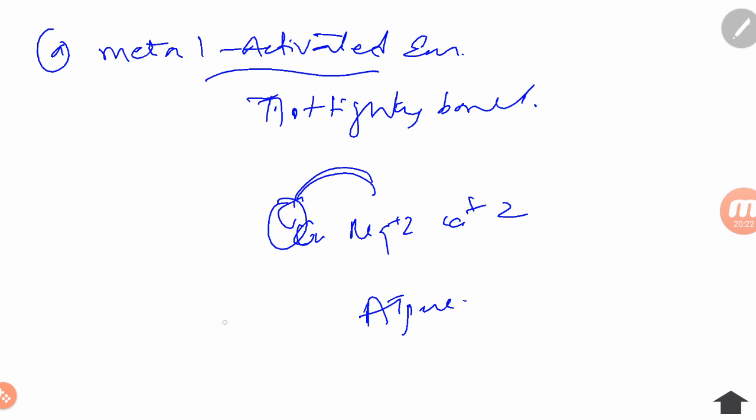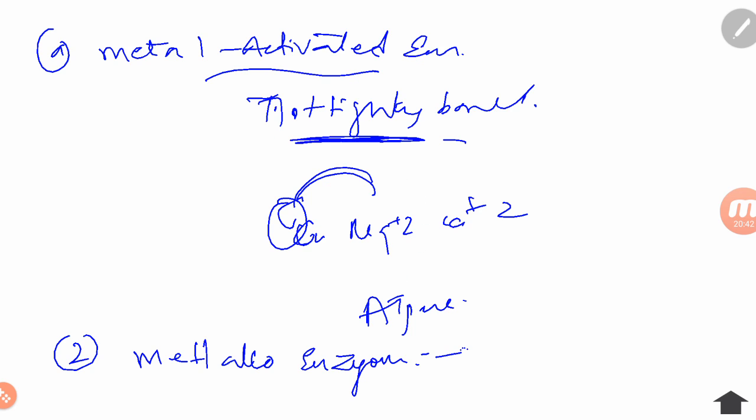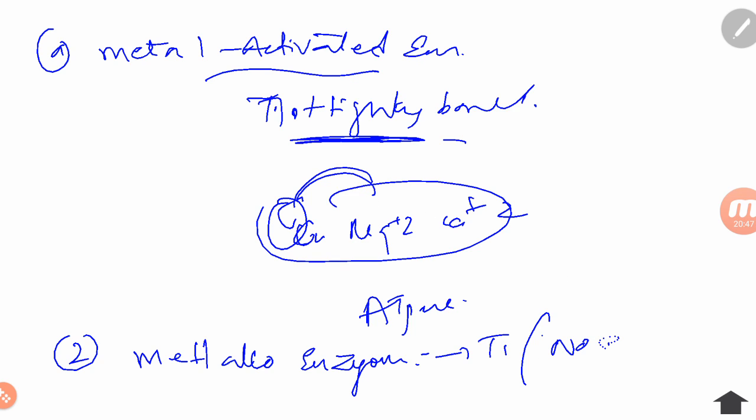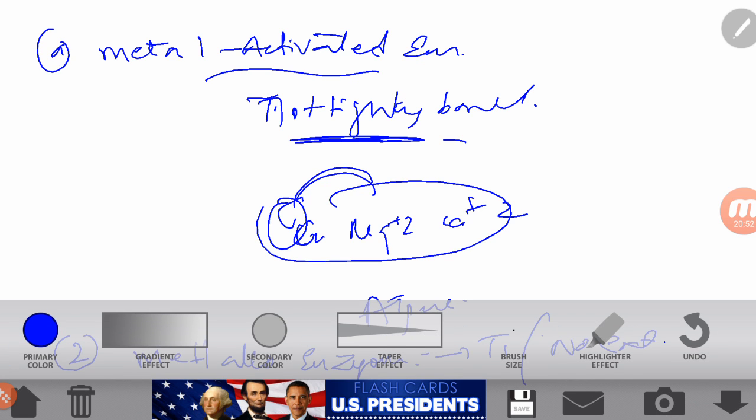Similarly, the second category is metalloenzymes. The first category is metal activated enzymes. The second category is metalloenzymes. These enzymes hold the metals rather tightly, which are not readily exchanged. Means in the metal activated enzymes the bond is weak, so there will be an exchange. In metalloenzymes the bond is very tight, so there will be no exchange. Okay, so this is the effect of activators. I just want to add a note on these activators.